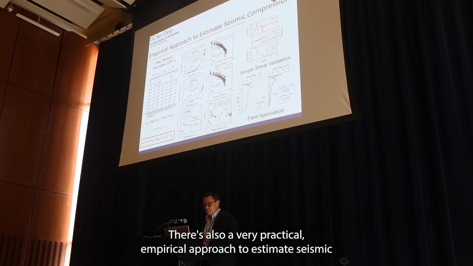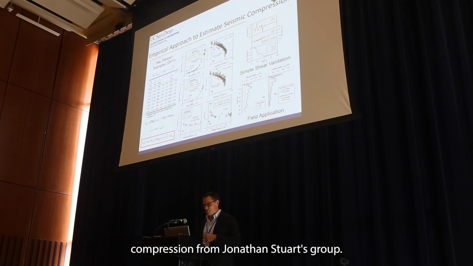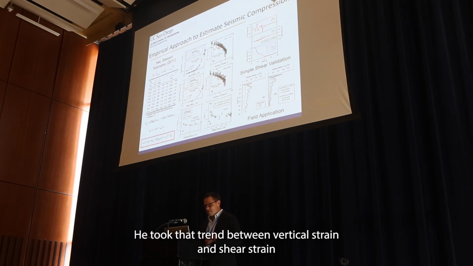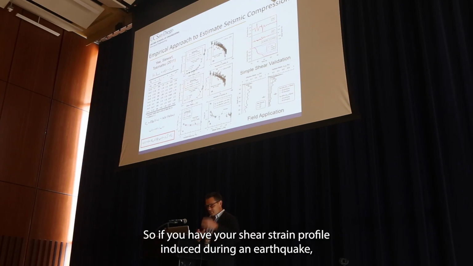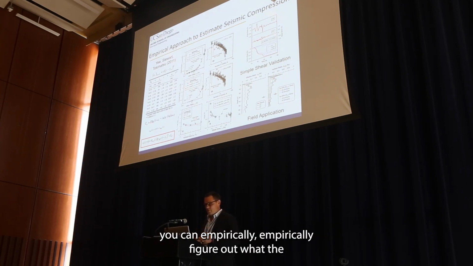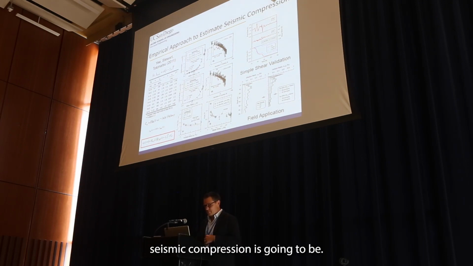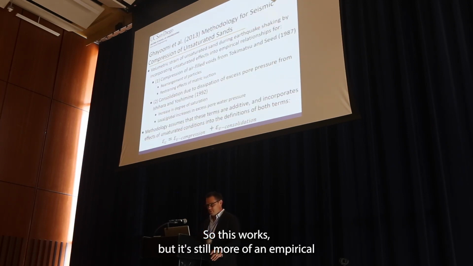There's also a very practical empirical approach to estimate seismic compression from Jonathan Stewart's group. He took that trend between vertical strain and shear strain and put it together with the outputs of a site response analysis. So if you have your shear strain profile induced during an earthquake, you can empirically figure out what the seismic compression is going to be. So this works, but it's still more of an empirical approach.